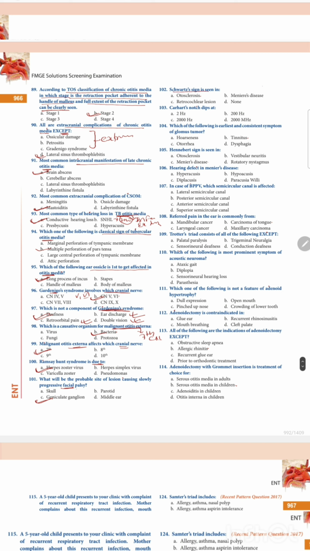Schwartze sign is seen in otosclerosis. Carhart notch is at 2000 Hz. Which of the following is the earliest and consistent symptom of glomus tumor? Hoarseness, tinnitus, otorrhea, dysphagia. Tinnitus is the earliest and consistent symptom of glomus tumor.